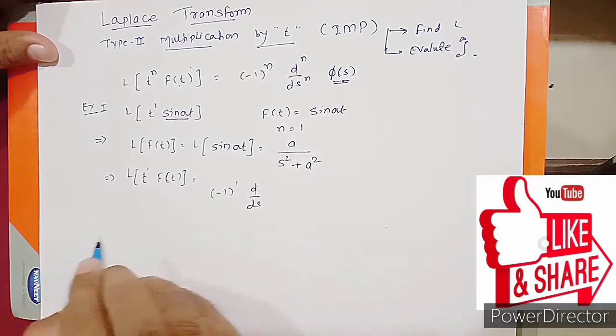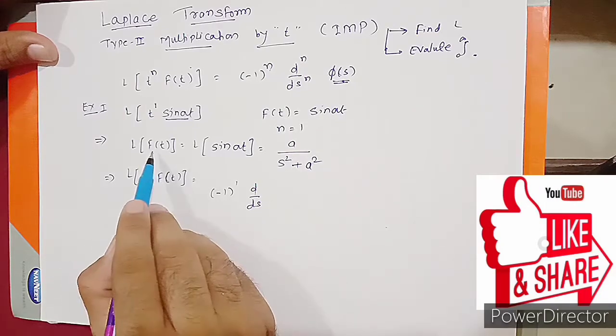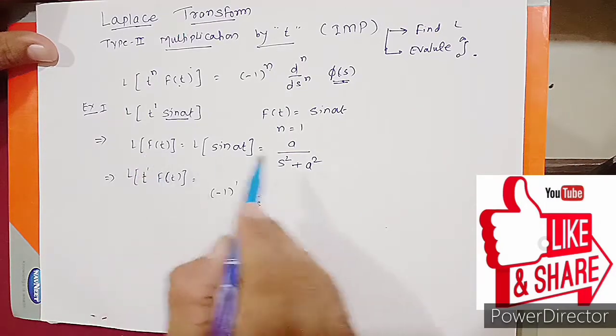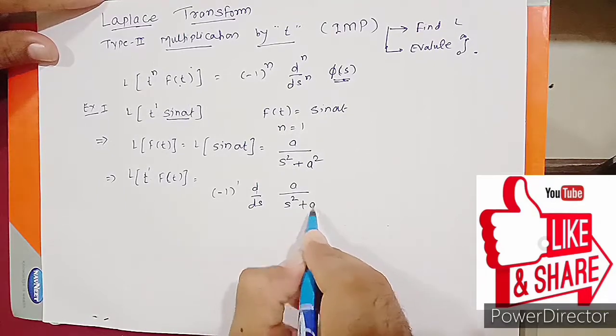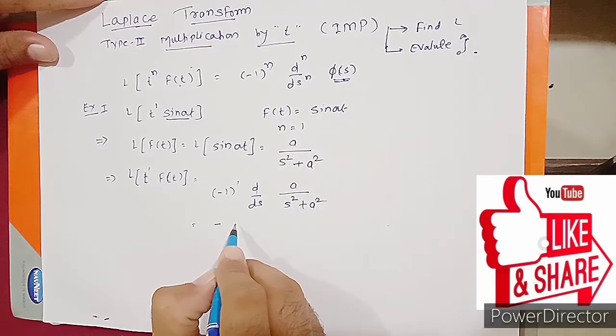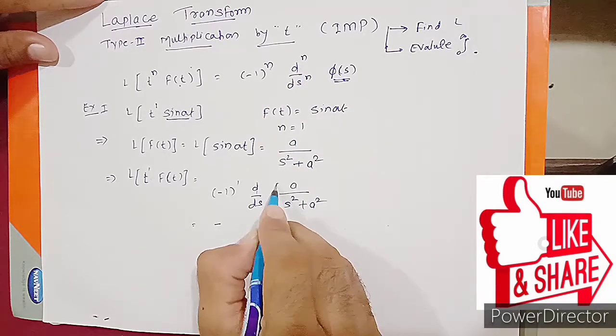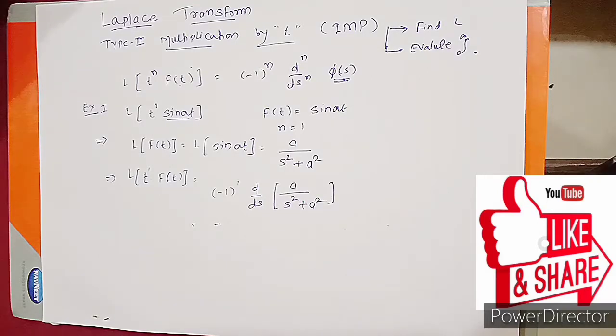Derivative with respect to s, once, that means we are taking a single derivative of phi of s. What is phi of s? We already calculated phi of s, that is a upon s square plus a square, right? So minus 1 raised to 1 is minus 1, right? Derivative of a upon s square plus a square.